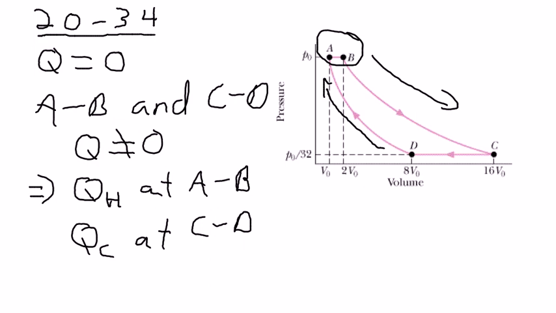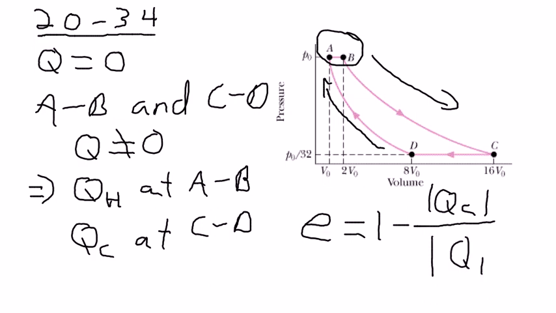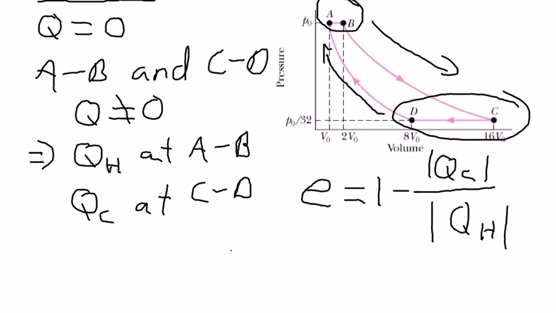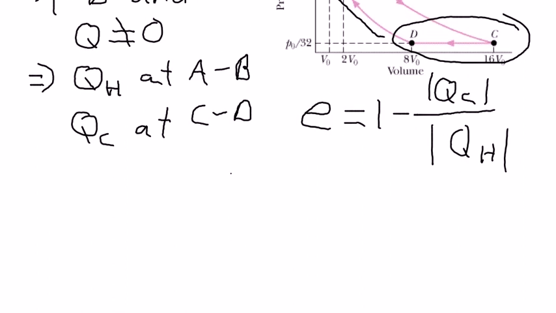When you're asked to determine the efficiency, which we learned in class today is equal to 1 minus the magnitude of QC over the magnitude of QH, we will need to consider the processes of A to B and C to D in order to determine that. But before we look at the efficiency, we're first asked to determine what type of gas it is, whether it's monatomic, diatomic, or polyatomic. In order to do that, we must find the gamma value.